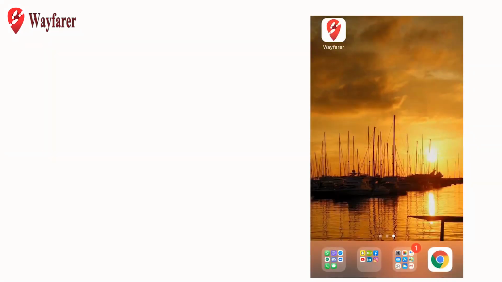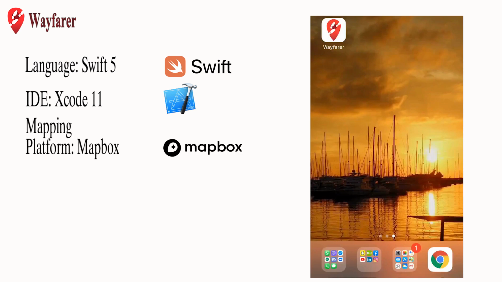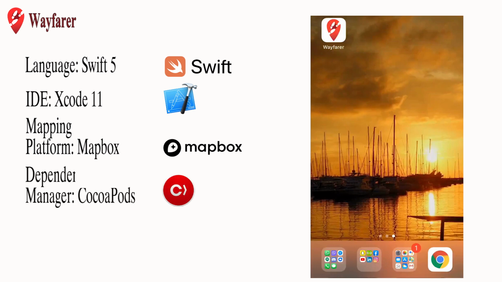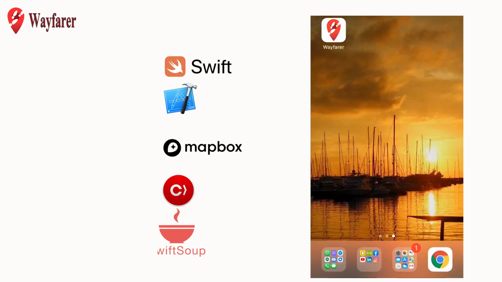Wayfarer is an iOS application. It requires iOS 12 or later to run. Wayfarer was written in Swift 5 and developed in Xcode 11. It uses Mapbox, an open source mapping platform. Mapbox iOS SDK was implemented using CocoaPods, the dependency manager for iOS and Mac projects. For parsing HTML, I used SwiftSoup. While creating Wayfarer, I used waterfall methodology because every step of the process is highly dependent on the previous step. Understanding this interdependence of the processes will be clearer once I show you how Wayfarer works. So, let's run the app.